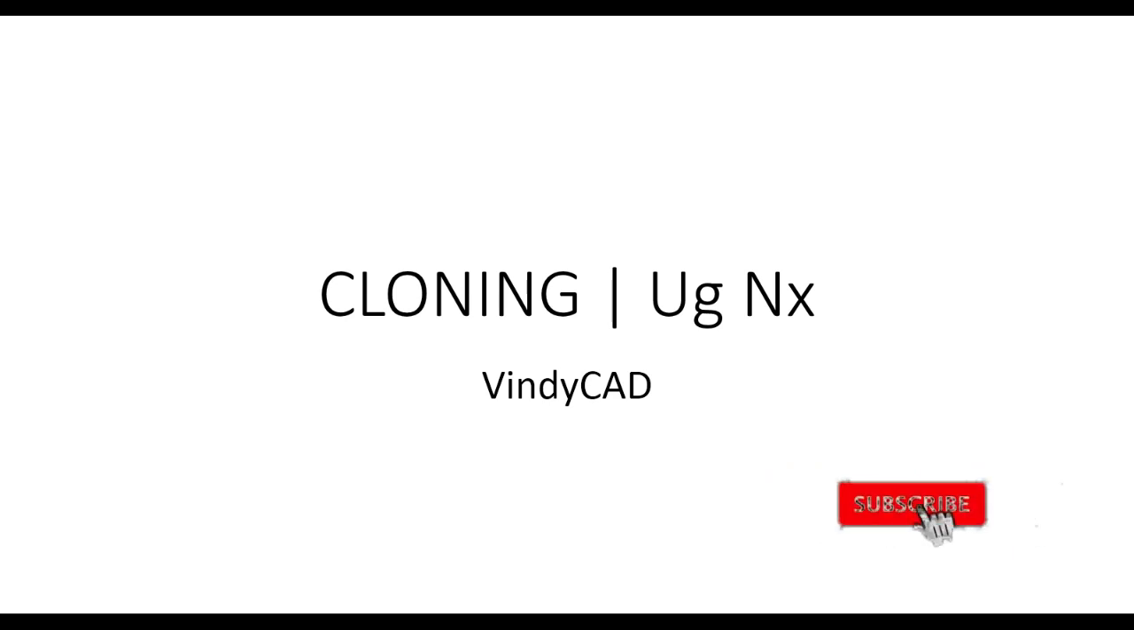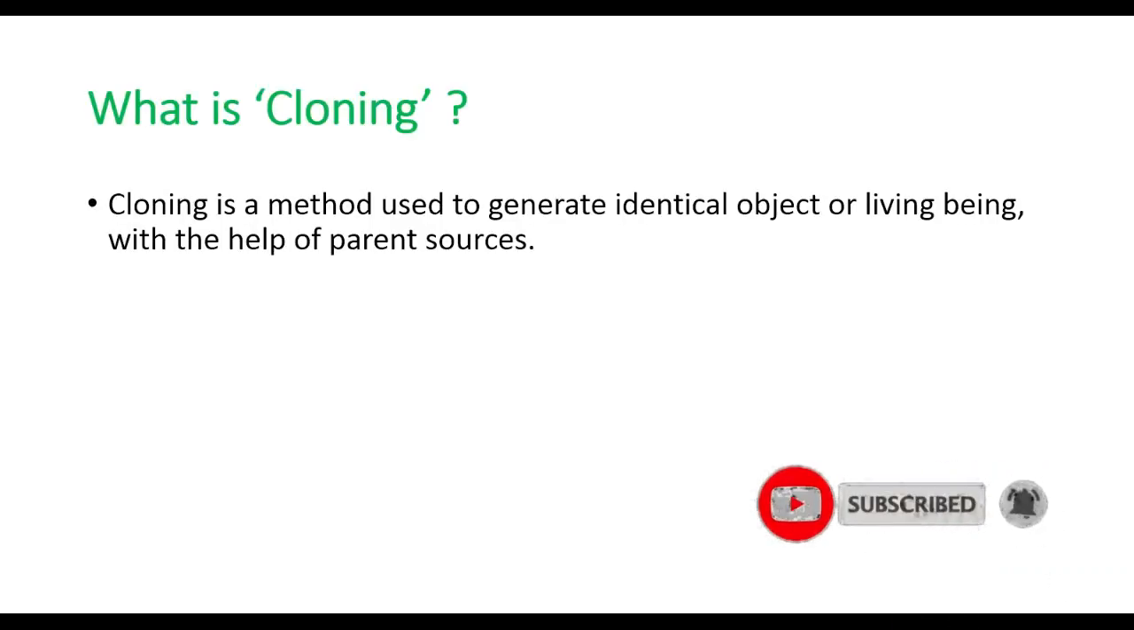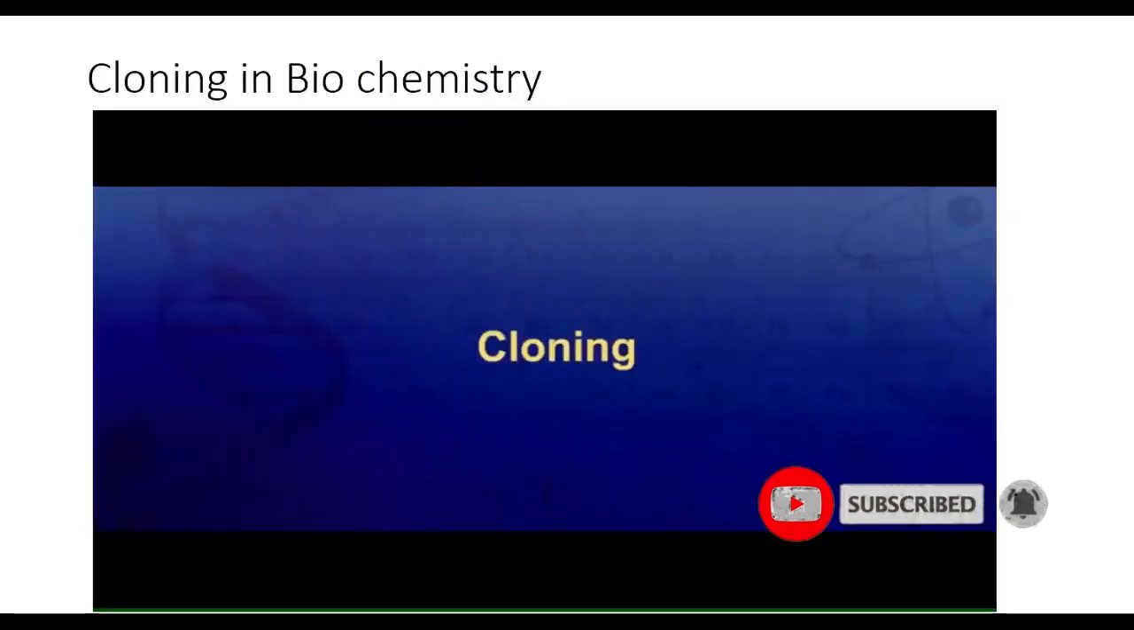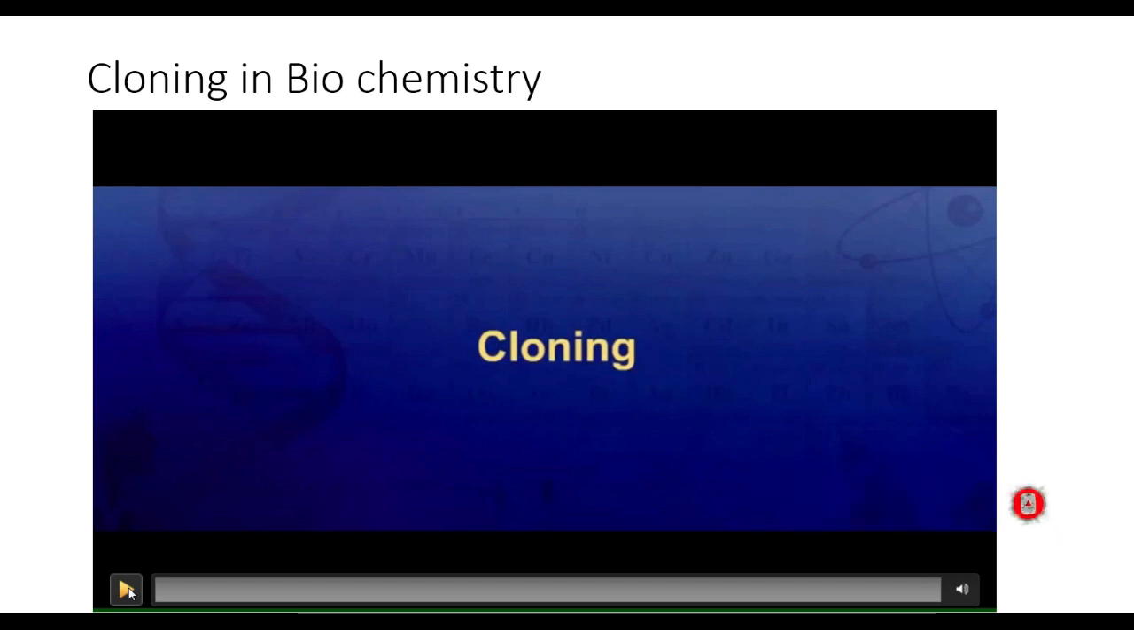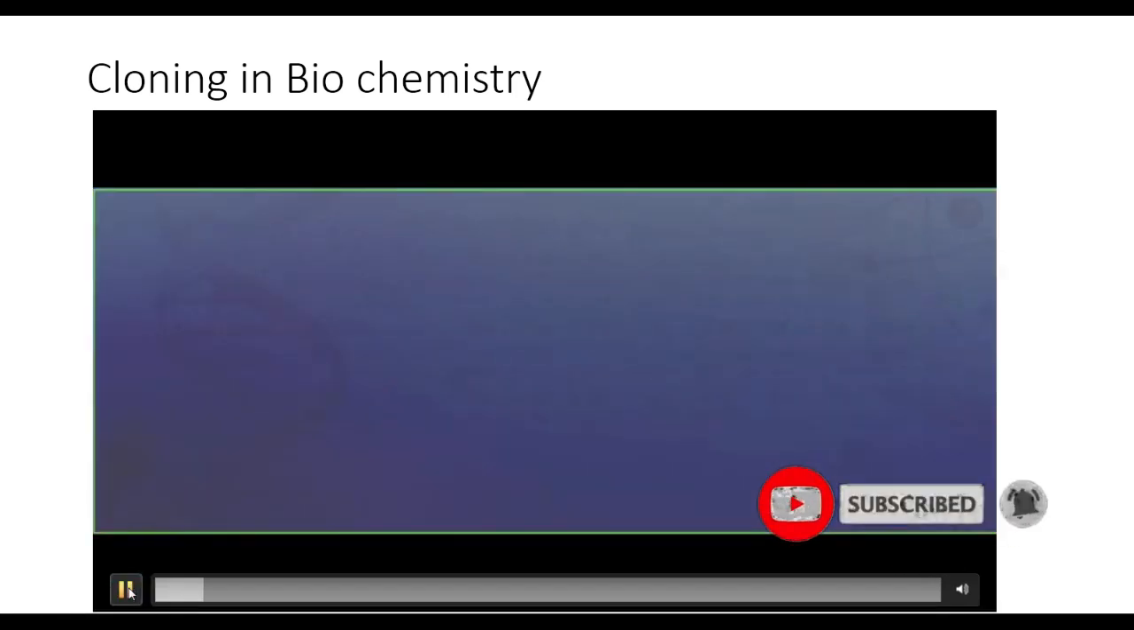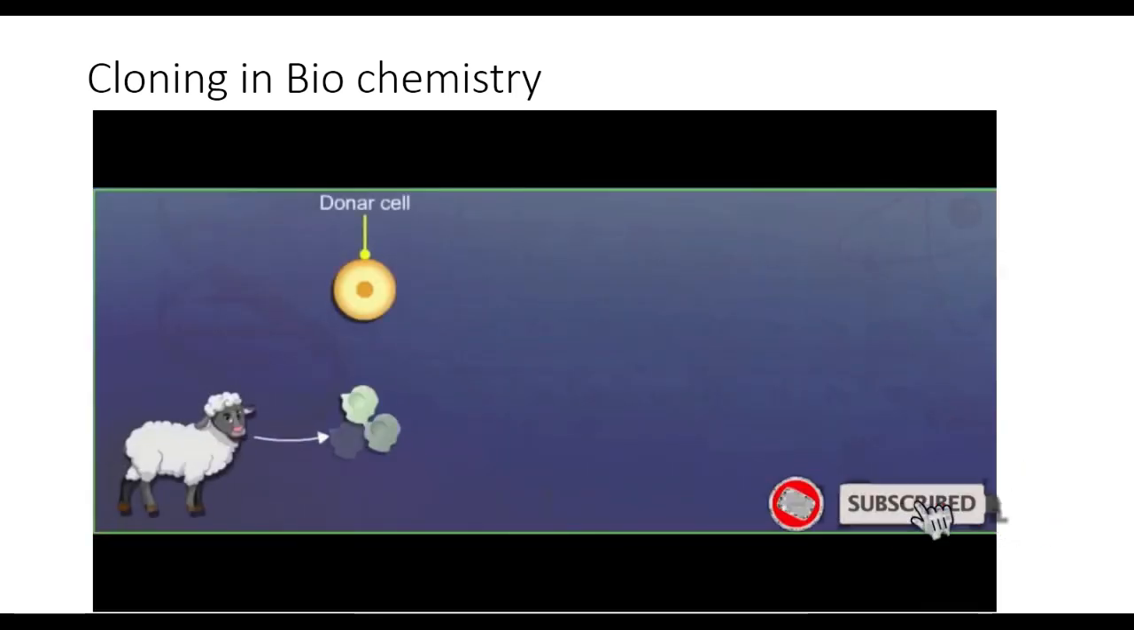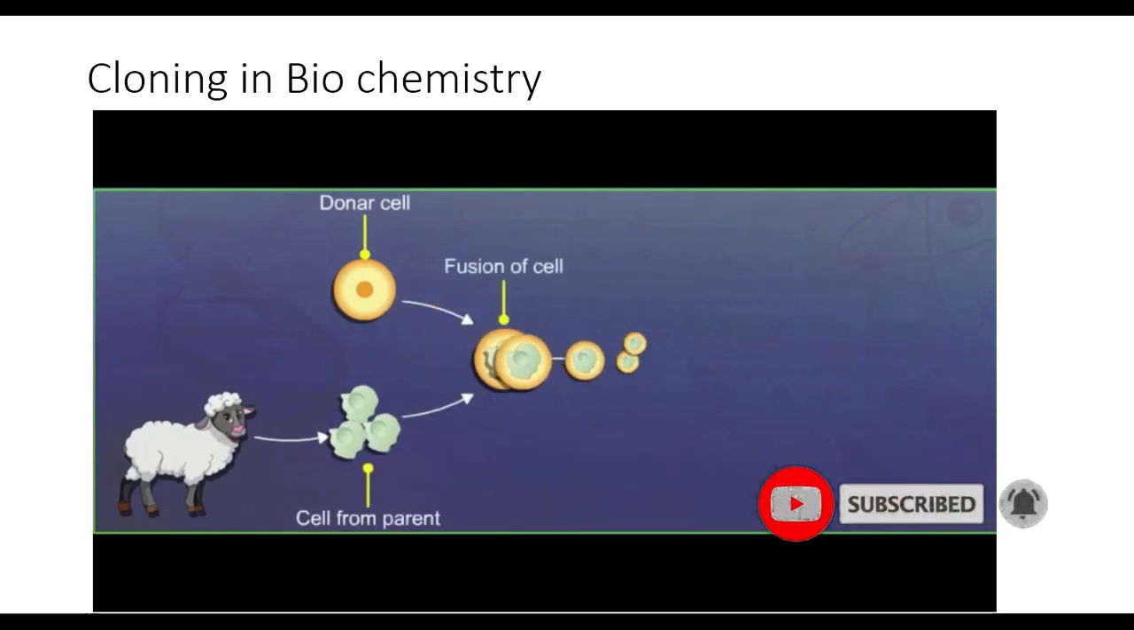In this video, I am going to teach you a unique command called cloning in UJNX. So without wasting further time, let's begin the video. First, let's understand the terminology called cloning. Cloning is a method used to generate an identical object or living being with the help of its parent source. Here you can assume that cloning is a process of making a duplicate element with the help of its own parent or its main source.